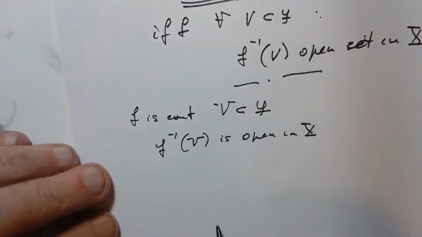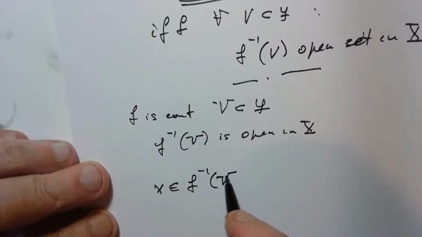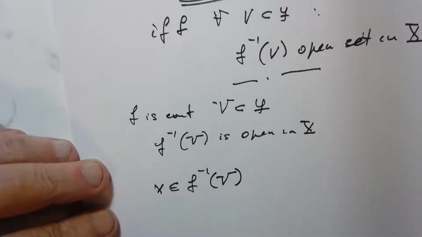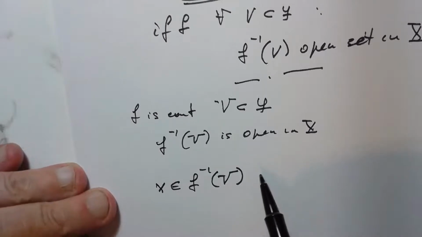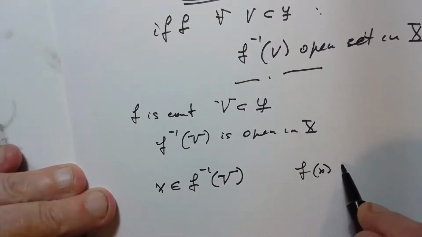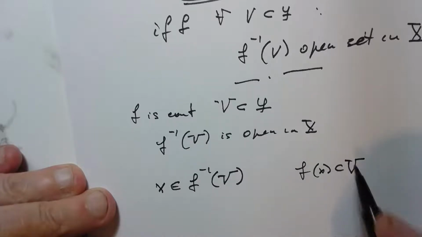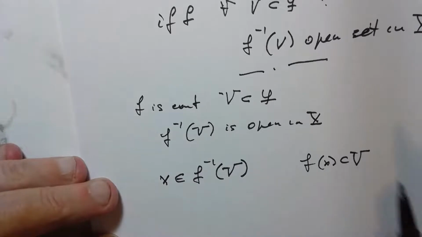So what does it mean? It means that I have to take a point x in f minus 1 of V. This is a set. And I want to say that there exists a neighborhood of this point x, which completely belongs to this f minus 1 of V. So if I take a point x, I know that f is continuous, f of x belongs to V. And I know that f is a continuous function, and therefore V is an open set.